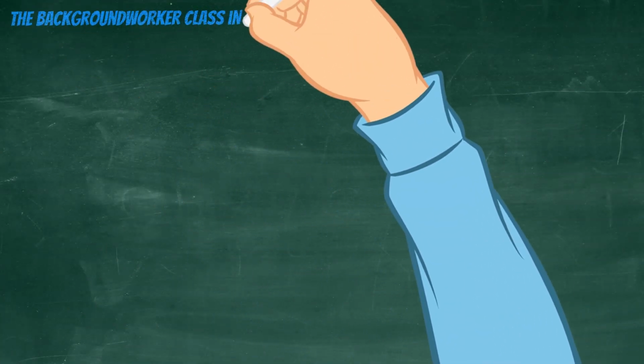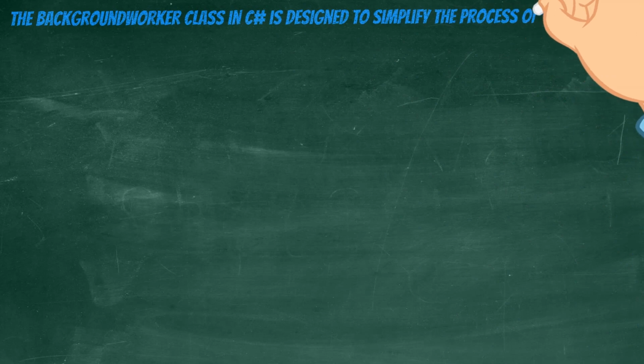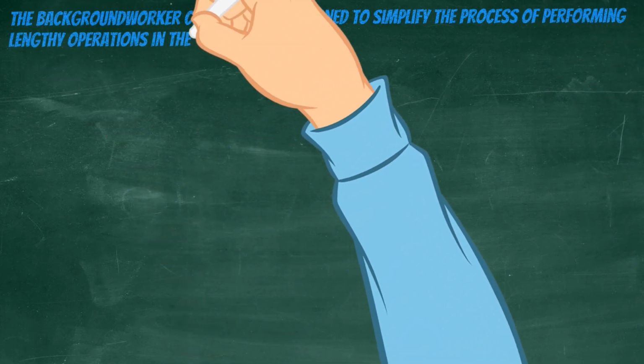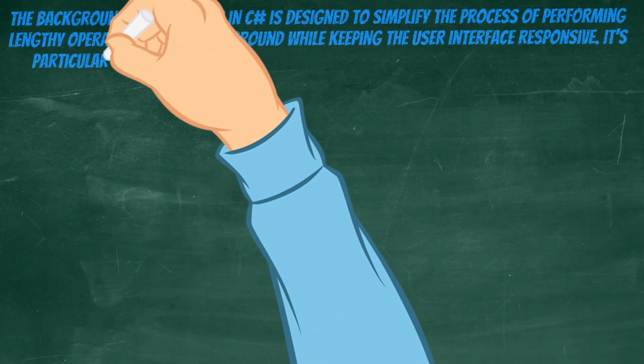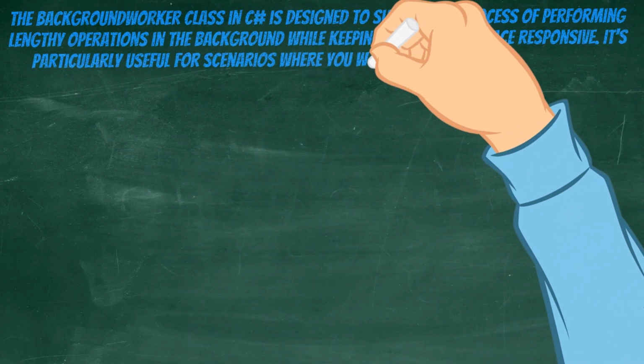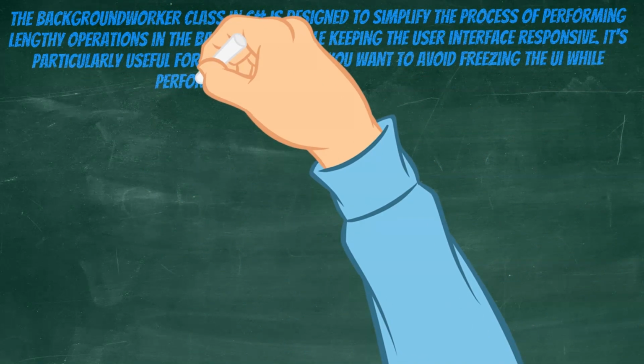The BackgroundWorker class in C# is designed to simplify the process of performing lengthy operations in the background while keeping the user interface responsive. It's particularly useful for scenarios where you want to avoid freezing the UI while performing tasks that might take some time.